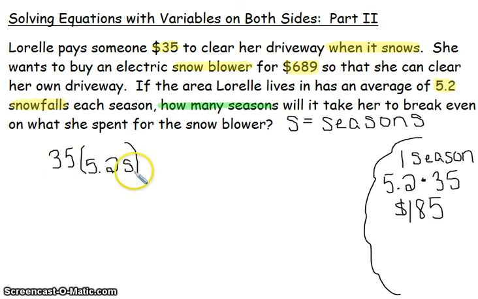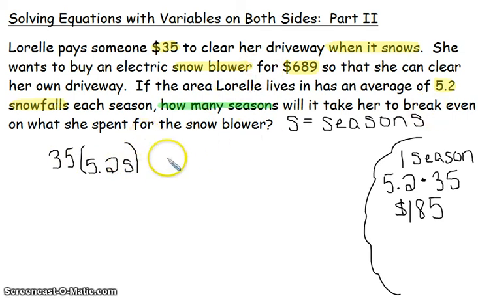So if I plug in, say 3 there, after 3 seasons, okay, I could do 5.2 times 3, that's a total of 15.6 snowfalls, times $35 every snowfall. Someone would make $546 in just 3 seasons. Okay, so quite a bit of money there. So that's what we're trying to look at. How many seasons are we going to need in order to break even?